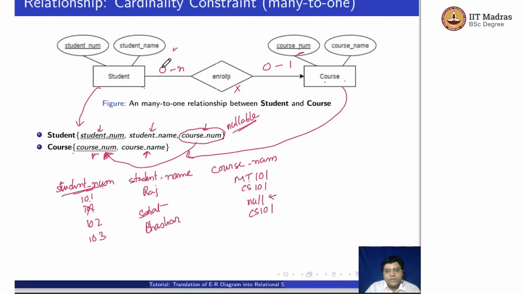This has to be a nullable attribute. So if a student is not associated with any course, I'll make a null entry for the course number.